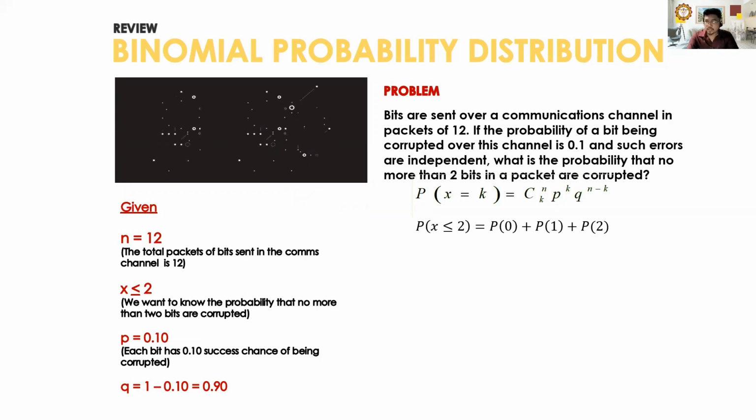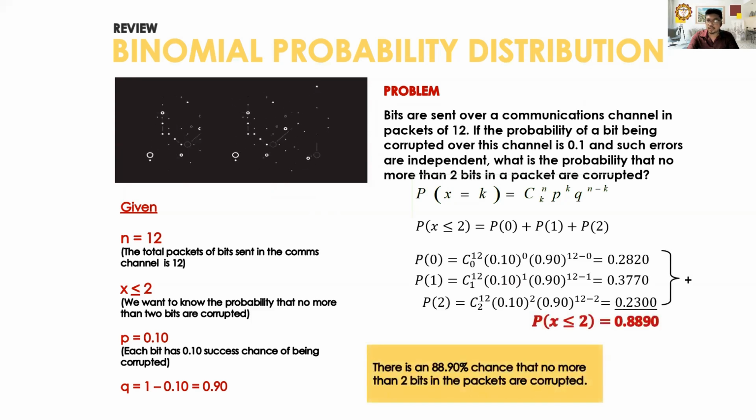And then our x here, what's being asked in the problem, is no more than, so it's less than or equal to 2. We want to know the probability that no more than 2 bits are corrupted. And then our probability of success here is 0.10 because based on the problem, it's also given that the probability that the bits will be corrupted is 0.1. Therefore, our probability of failure is simply 1 minus 0.10, which is equal to 0.90.